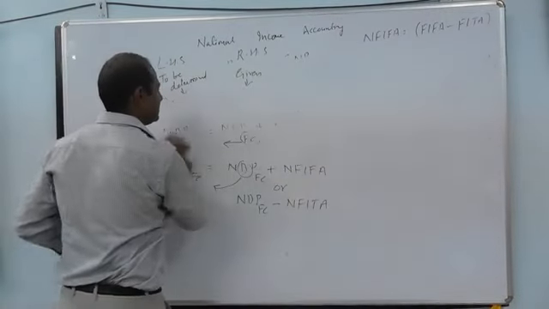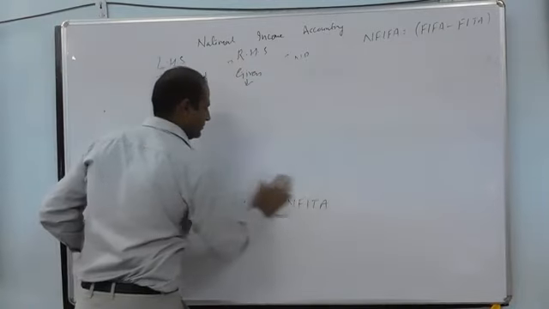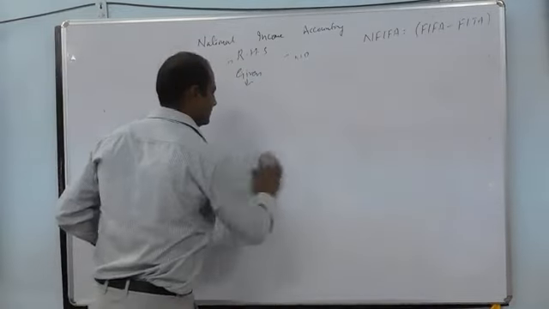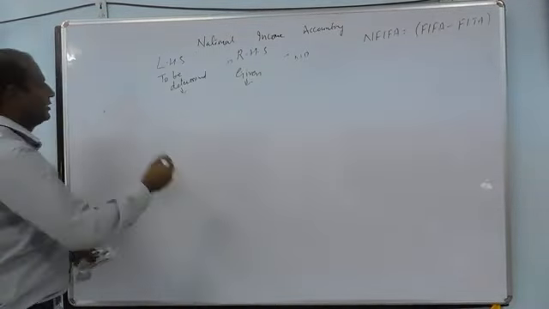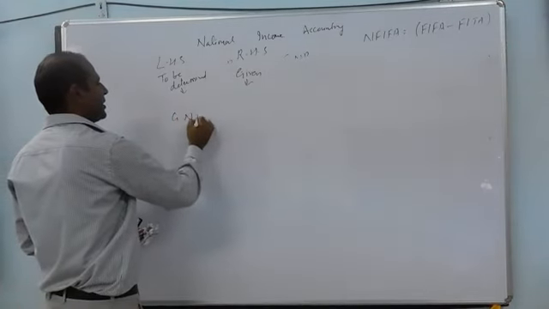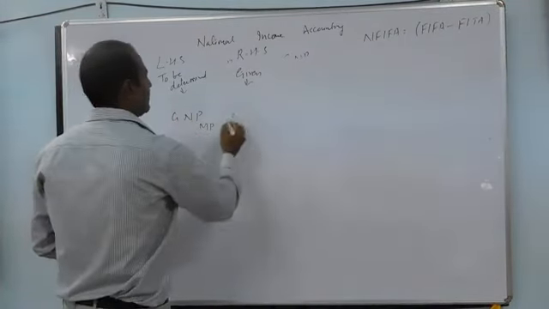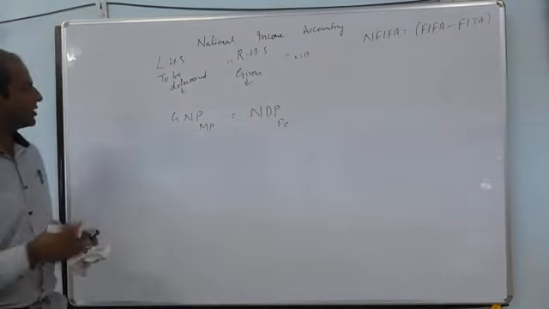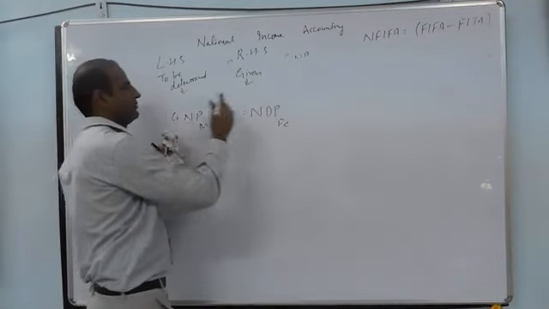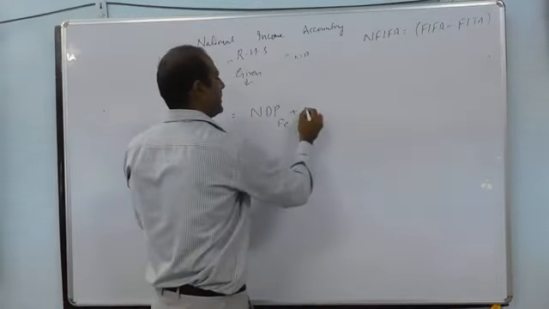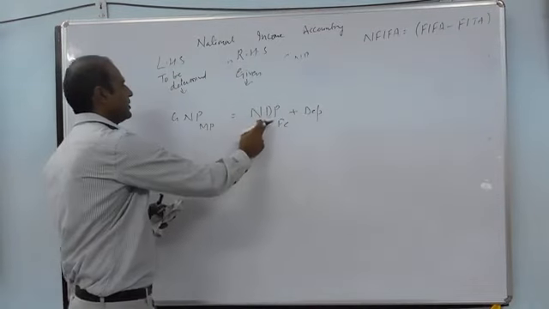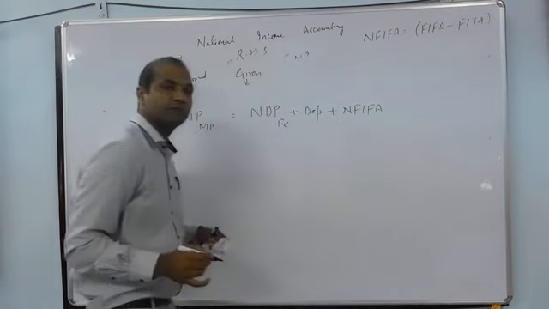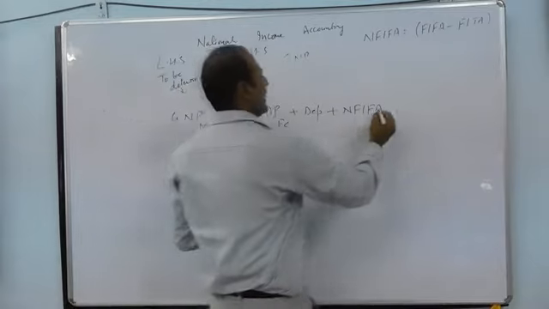Look. Look here. GNP, MP you have to determine. You are given NDPFC. What do you have to do first? Convert net into gross. Net into gross, add depreciation. Then domestic into national, add net factor income from abroad. Factor cost into market price, add NIT.